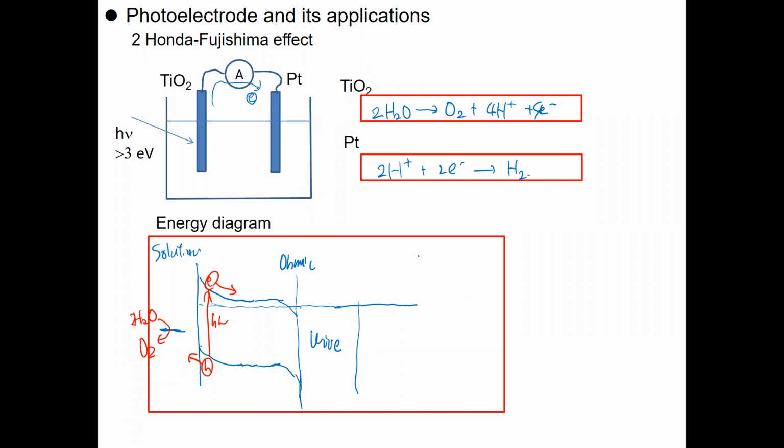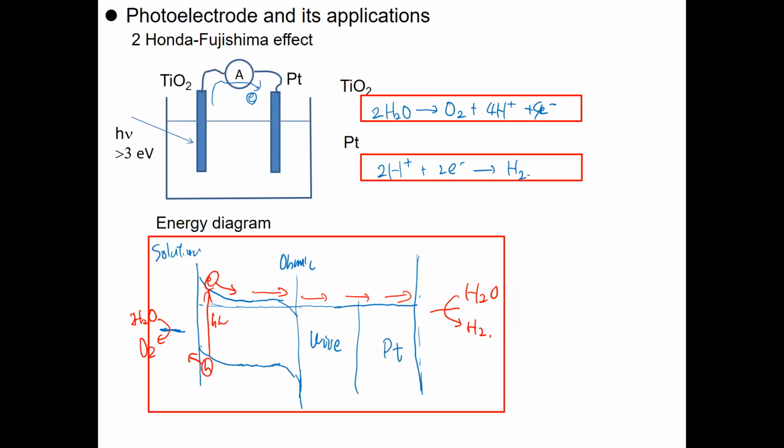And then on the surface of platinum, there's a solution. So this electron moved like this, and then finally it must change the water to hydrogen. So this is the energy diagram in the case of water splitting.